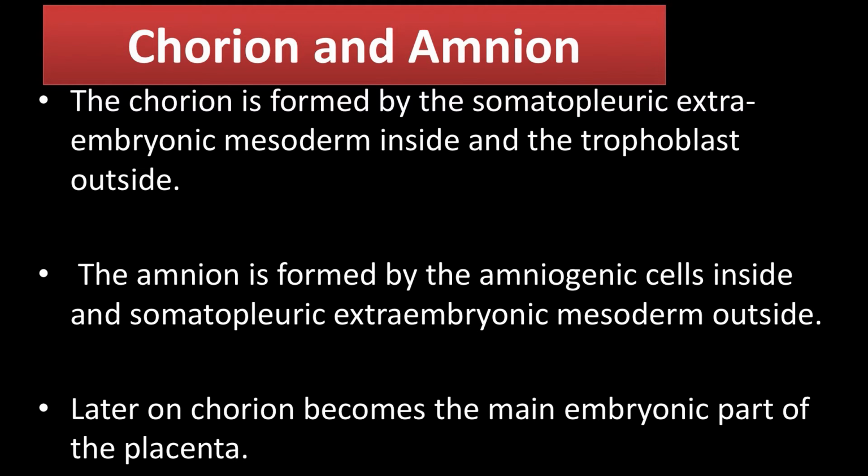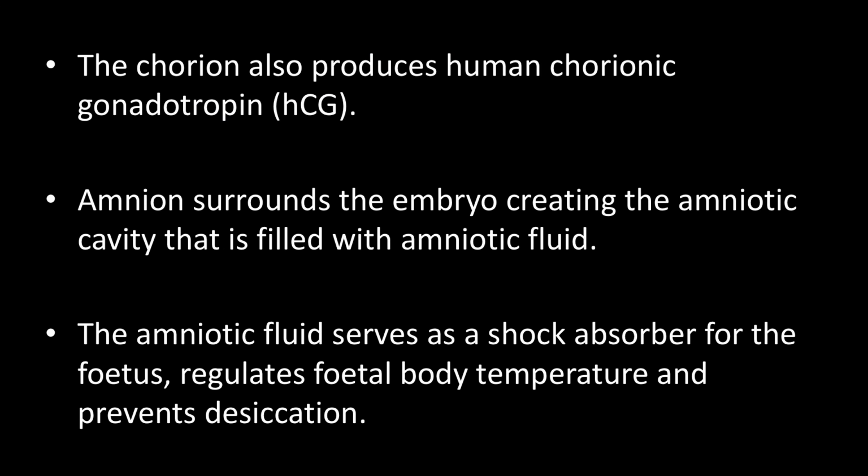Later on, the chorion will become the main embryonic part of the placenta, and the chorion will secrete beta HCG. What will this beta HCG do? This will signal the corpus luteum to keep secreting progesterone, which is the main pregnancy hormone. It maintains the endometrial lining. So, this beta HCG will help in maintaining the pregnancy further.